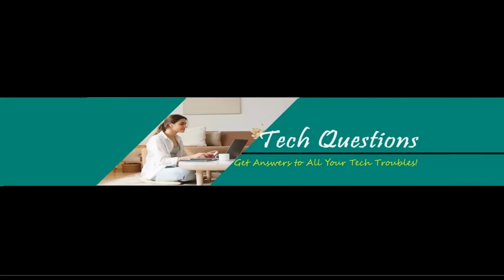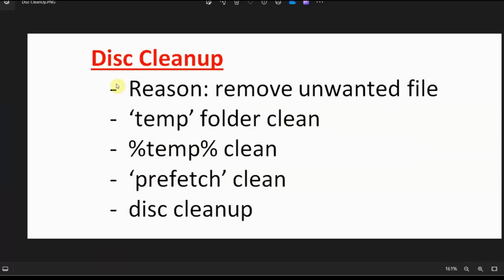Now I am at the computer screen and today's agenda is disk cleanup. The first thing is the reason why we do the disk cleanup: to remove unwanted files. It is plain and straightforward. Then there are multiple actions we need to perform. First we need to clean up the temp folder, then the %temp% folder you need to clean, then the prefetch folder also needs to be cleaned. Then we will perform the disk cleanup utility. Then my computer will be cleaned up properly and it should be a little bit faster than before.